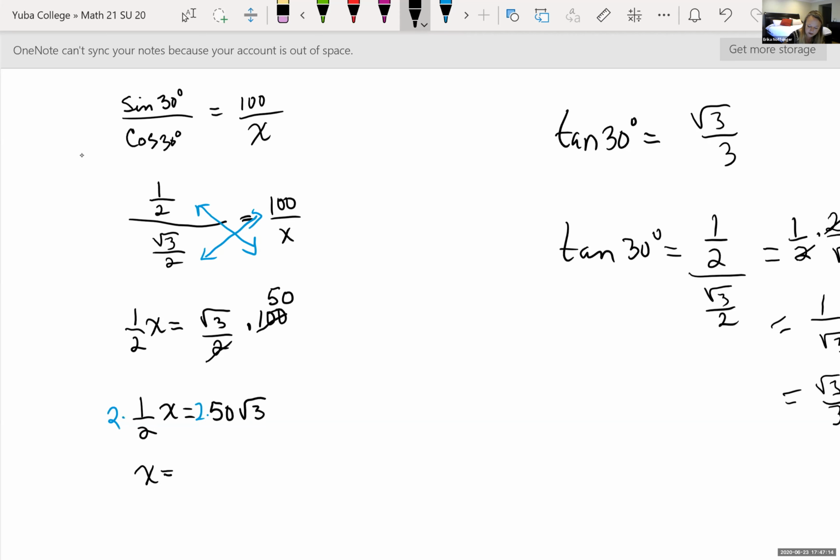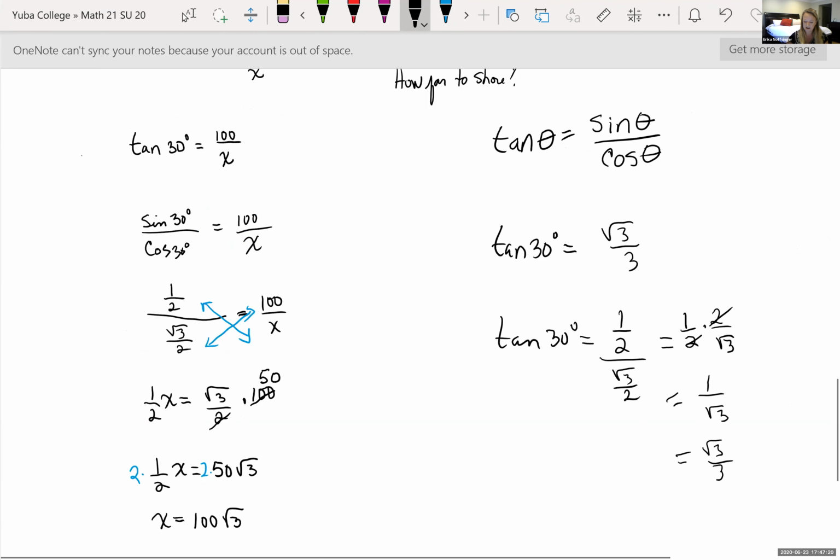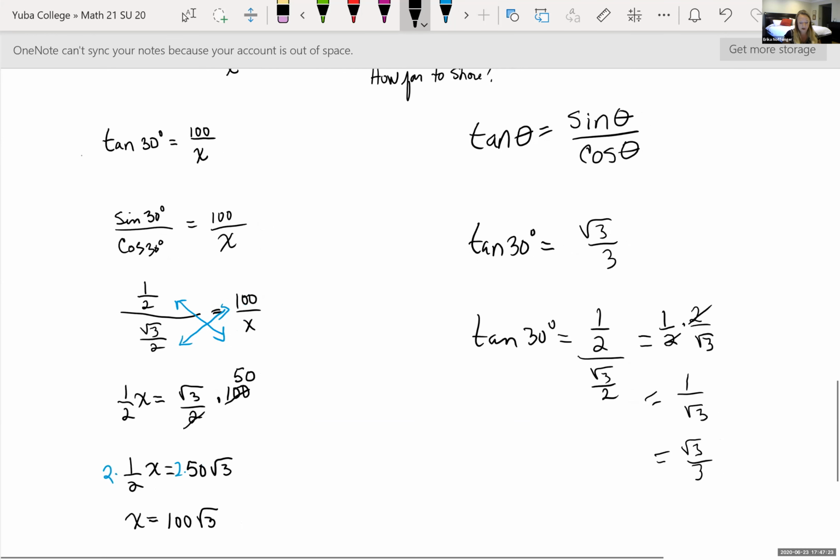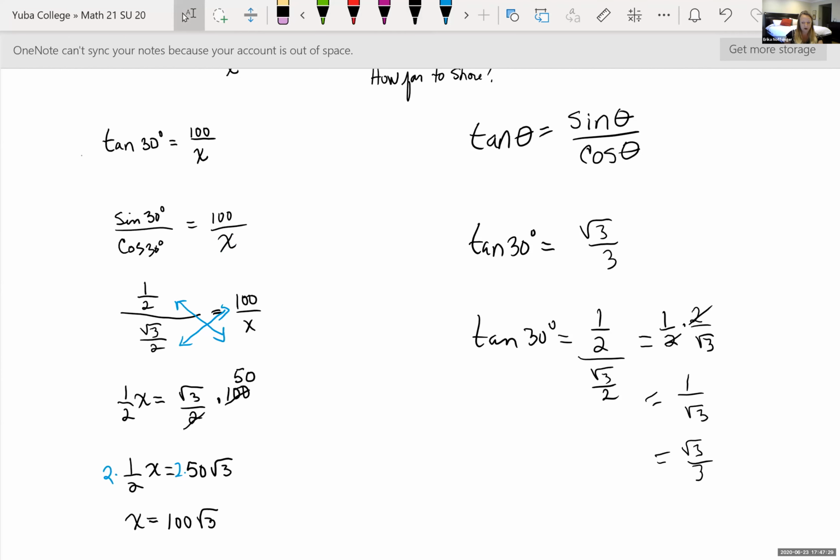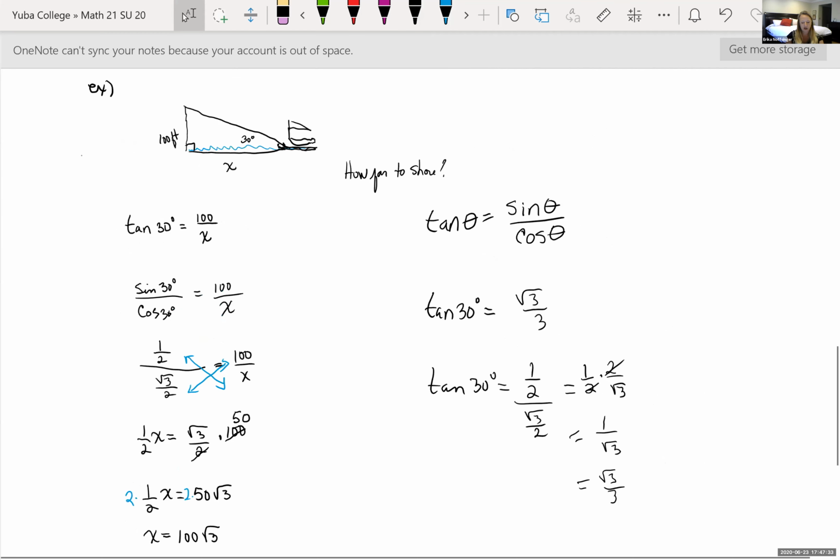100 root 3. Okay. So if I didn't allow you to have a calculator on this piece, you would leave it like this. Except that you would put your units. And we were talking about feet. We were given feet offshore as the distance of, or the height of, the cliff.